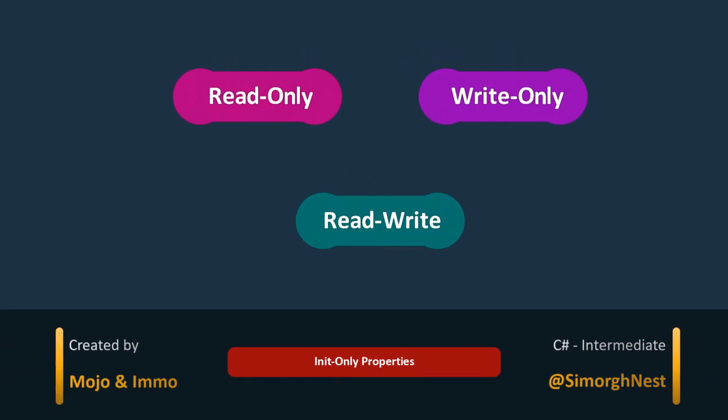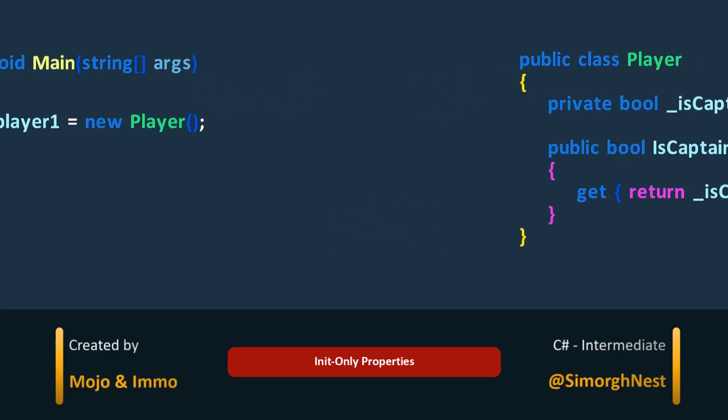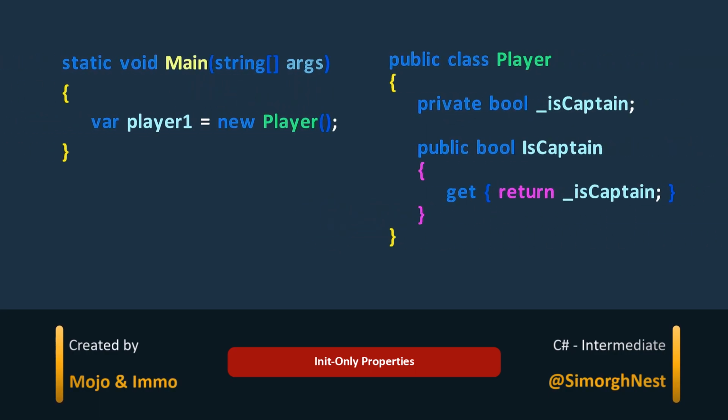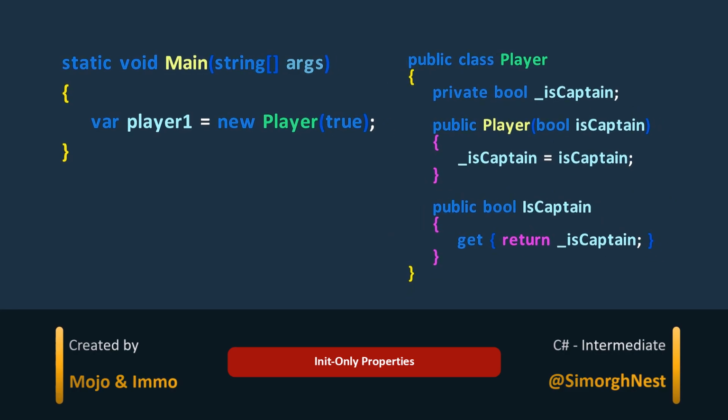In C#, we often declare properties as either read-write, read-only, or write-only. For read-only properties, their values must be set when the object is created, which is done in the constructor. A read-only property is considered immutable, which means it cannot be changed once the object is created.